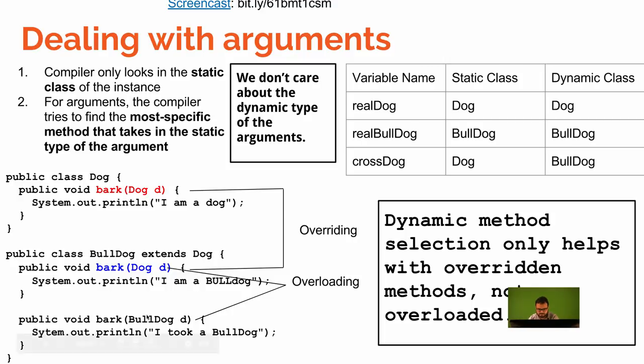What else? Oh yeah, so this whole thing is called dynamic method selection, where, during runtime, we look in the dynamic class for the method. But dynamic method selection only helps with overridden methods, not with overloaded methods. So these two methods were overloaded, these two are overridden. Dynamic method selection helps us pick between overridden methods, but not between overloaded methods.